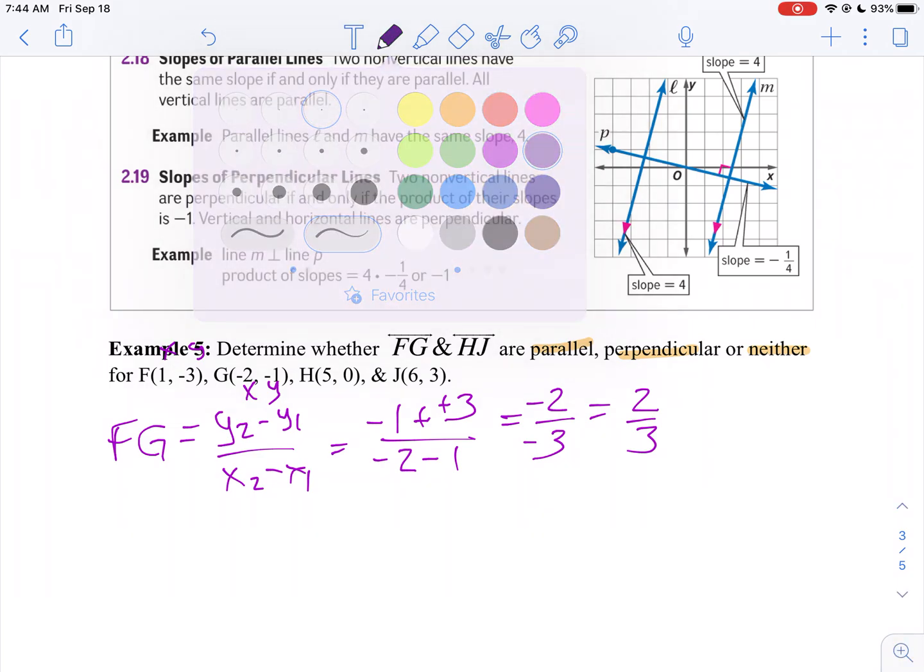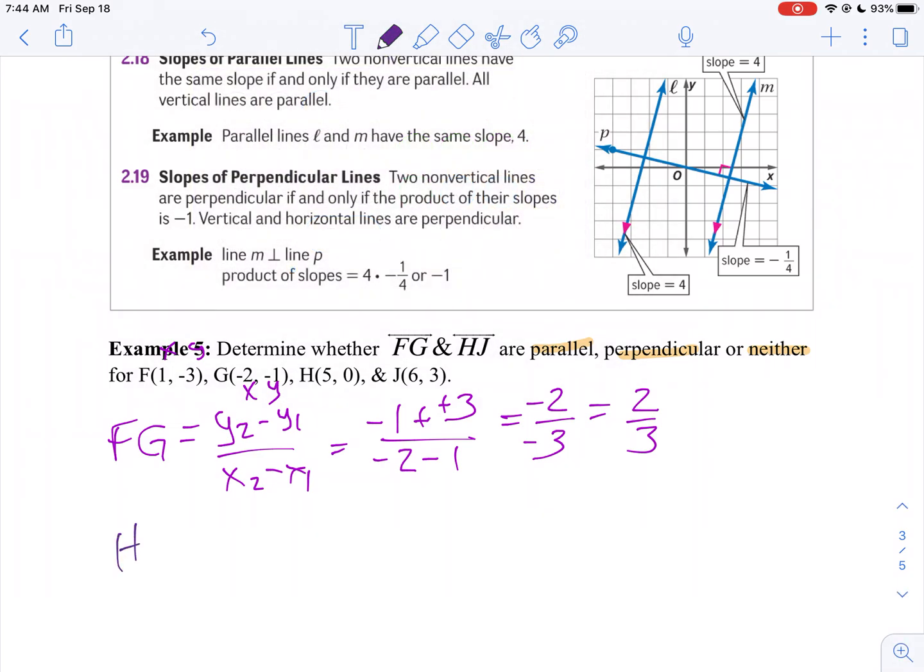Now let's turn around and find the slope of HJ. I'm not going to write down the formula because I already wrote it down, but we're going to do the same thing. X, Y, X, Y. So I'm going to say 3 minus 0 over 6 minus 5. Well, 3 minus 0 is 3. 6 minus 5 is 1. Notice my slopes are neither parallel nor perpendicular, so we're going to say neither.